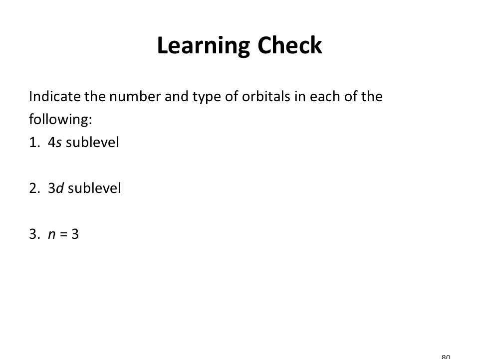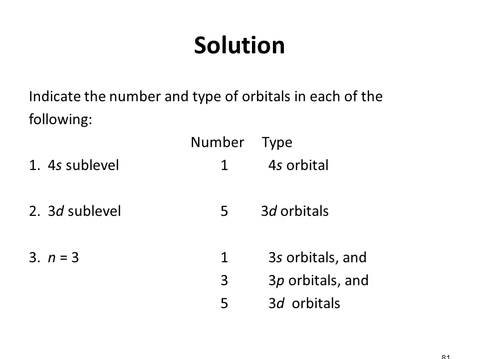And then the last one, n equal to 3. With n equal to 3, we can have 3 different sublevels: the s, the p, and the d. So we could have 3s, 3p, and 3d. With that last one, just remember we can have a maximum number of sublevels equal to the quantum number n.